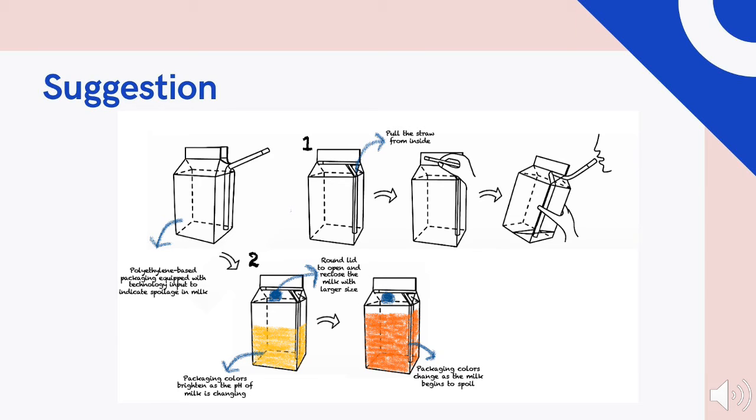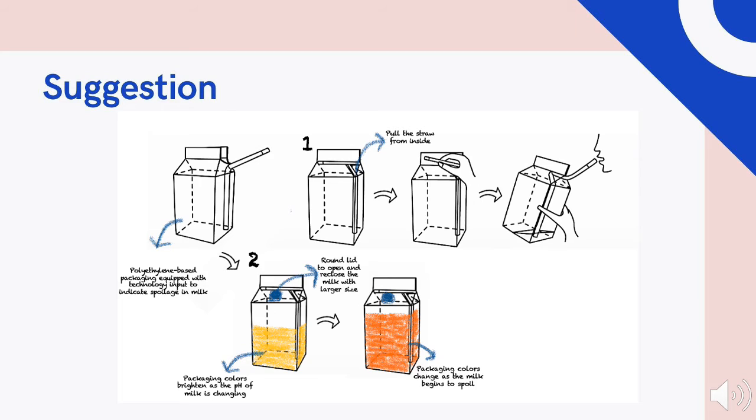So the first suggestion is to provide a paper straw inside the milk packaging as shown in the figure. This suggestion is made to improve the ease of drinking the single-serve milk. For the larger size milk, a round lid will be added to enhance the opening and reclosing process. This suggestion does not only aim to create better efficiency, but also to prolong the shelf life of the milk itself.